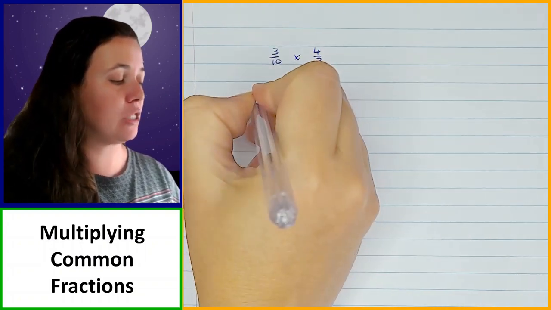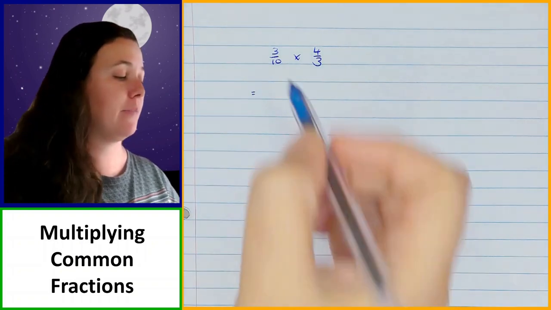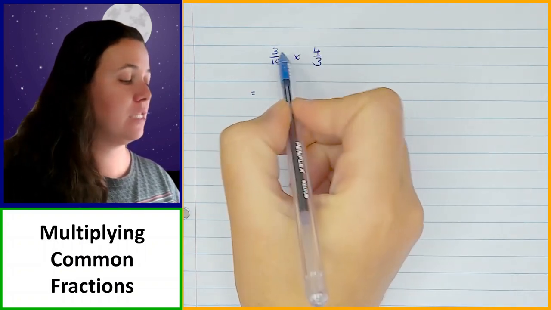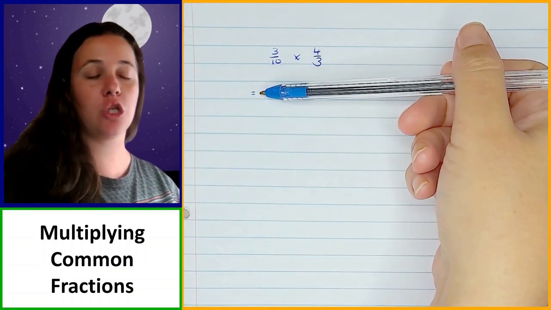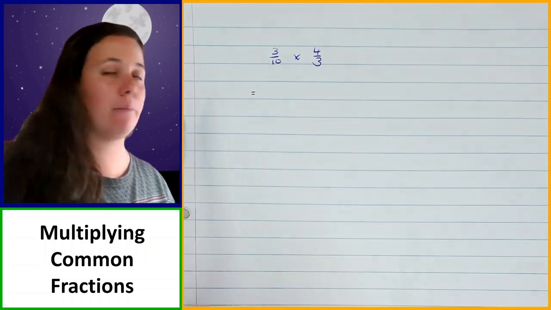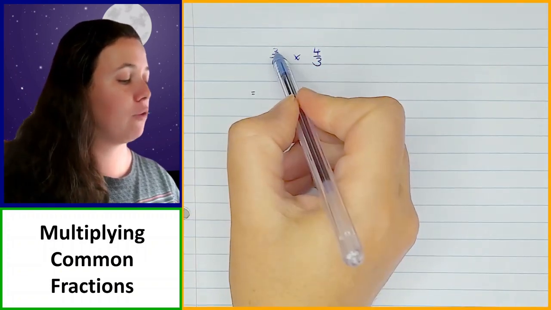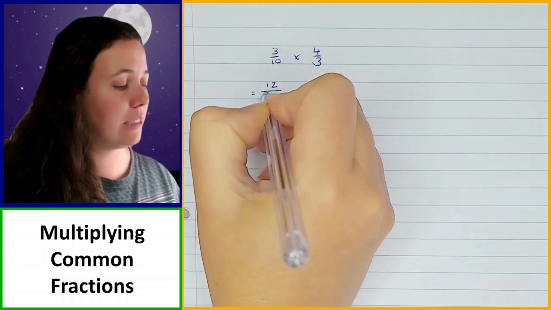The one way is to multiply and then simplify, and the other way is to simplify and then multiply. Okay, so if I multiply first, I always multiply numerators and numerators, denominators and denominators. I don't multiply the top with the bottom. I multiply the top and the top, and I multiply the bottom and the bottom. So it's going to be 3 times 4 is 12 over 10 times 3 is 30.